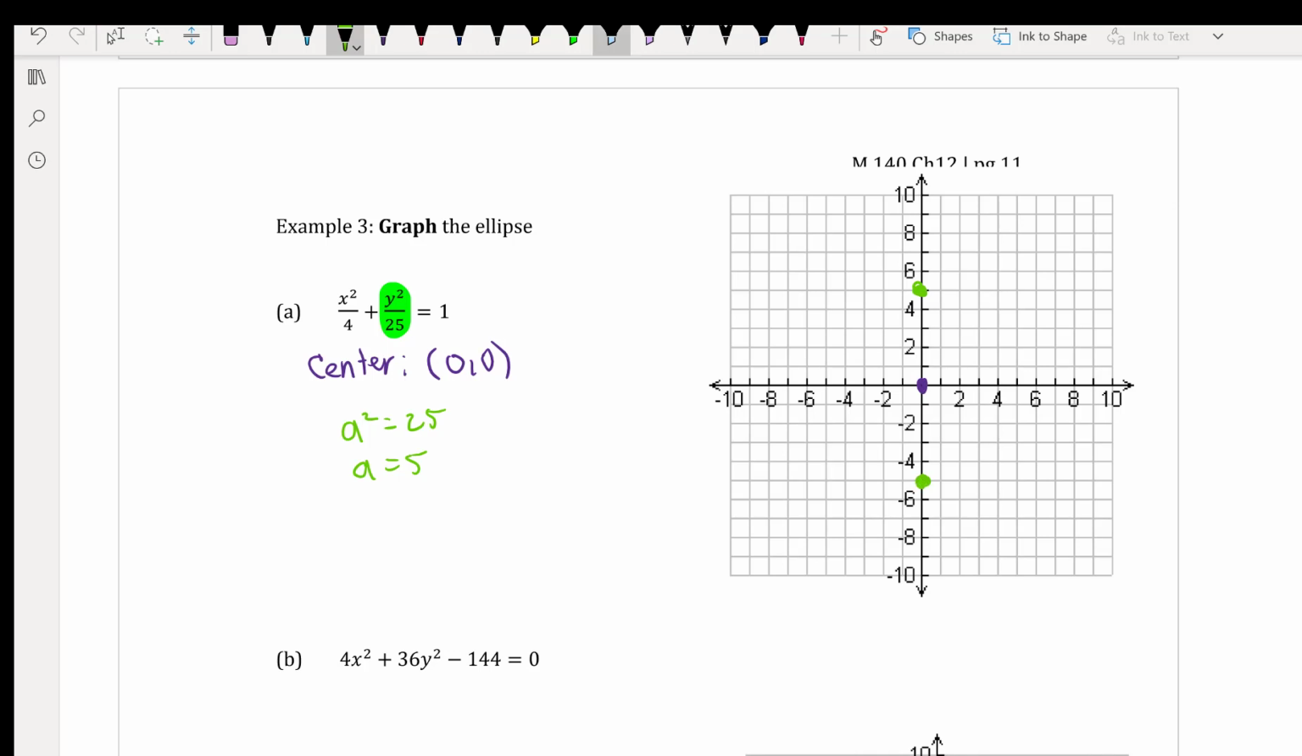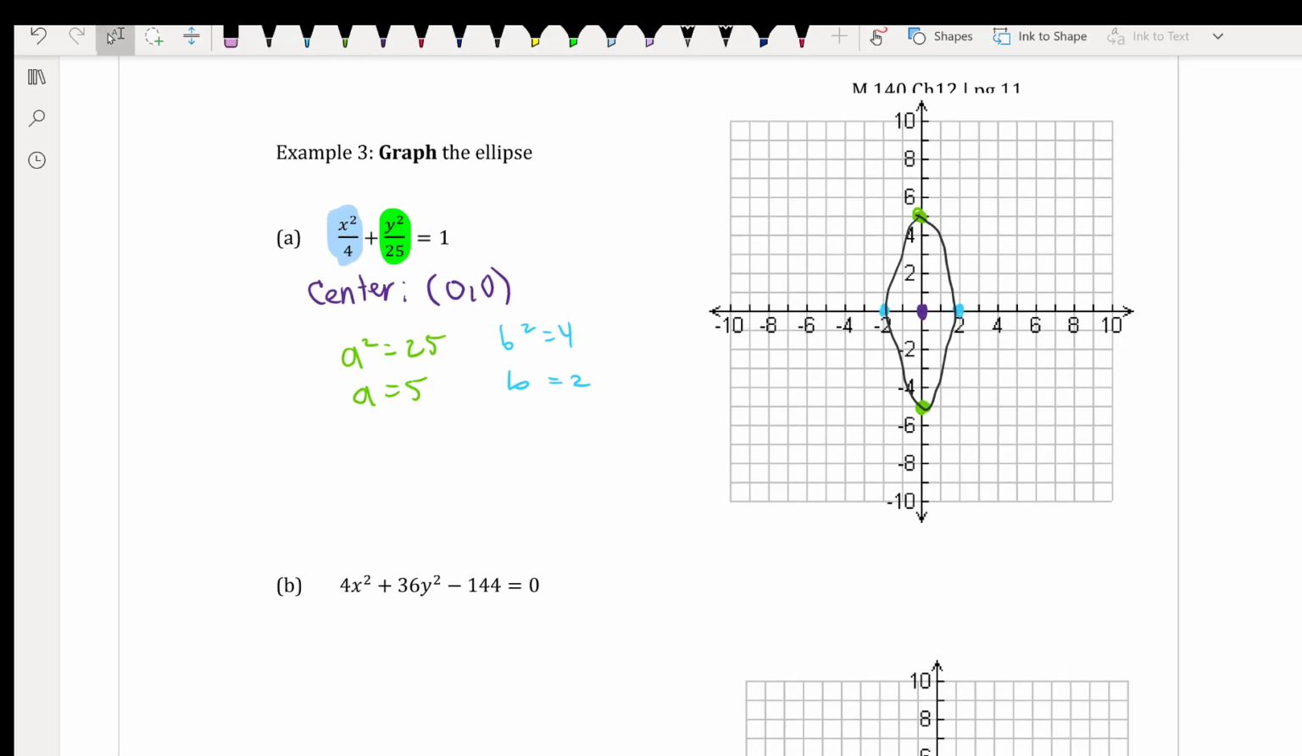Okay? Now, I'm going to look at my x value. So that would be my b squared. That's equal to 4. So if I were to square root it, that would be 2. So along the x-axis, I'm going to go 2 to the right and 2 to the left. And that gives me my ellipse. Okay. So that's going to be the shape of my ellipse.